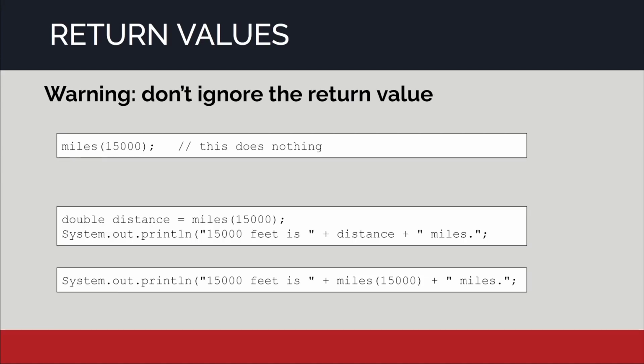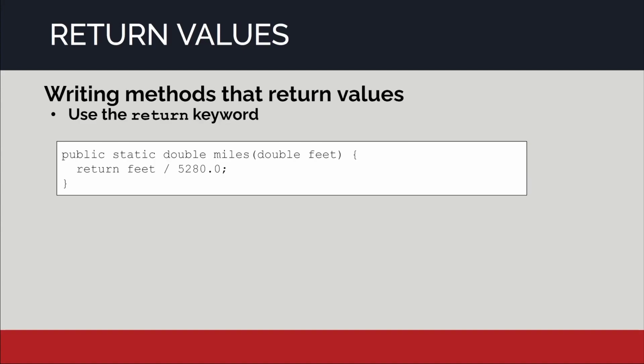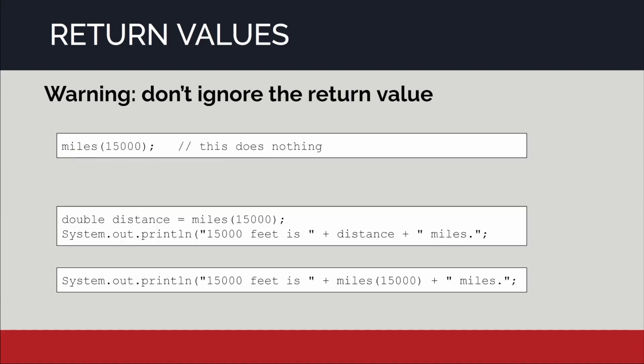Don't ignore the return value when you call a method. So going back to our previous example, if we have a feet variable that we pass into this miles method, and we are using 15,000 feet, this isn't going to do anything because we've just called the method and ignored the return value. So it does the execution, and it calculates the actual equivalent in miles, but then we just throw it away. So yeah, don't do that.